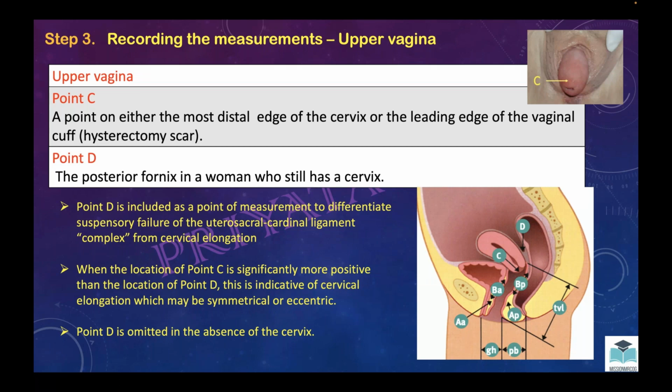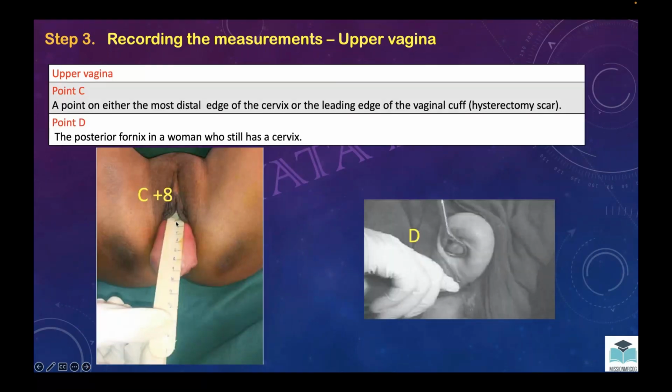Okay. Yeah, this I have already told. And if the cervix is absent after hysterectomy, then point D is not there. Okay, there is no point D. So this is the measuring of C and D. Now you can see it here. So C, with hymen as a reference, they are measuring. So it is coming here, somewhere 8 or 9. So it is C plus. So this is cervical elongation, this is cervical elongation.